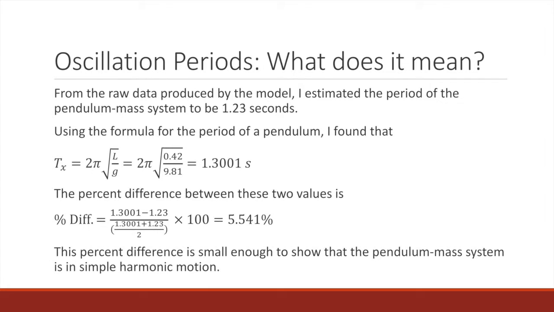Comparing the oscillation periods. What does it mean? From the raw data produced by the model, I estimated the period of the pendulum mass system to be 1.23 seconds. Using the formula for the period of a pendulum, I found that the period of the horizontal motion was 1.3001 seconds. The percent difference between these two values is 5.541%. This percent difference is small enough to show that the pendulum mass system is in simple harmonic motion.